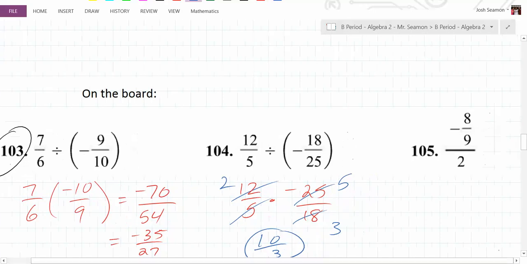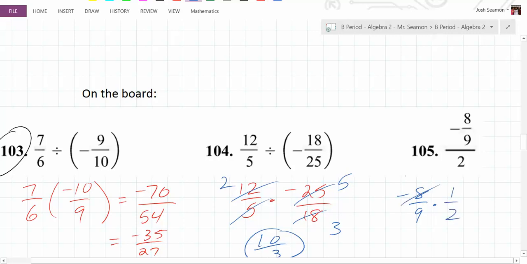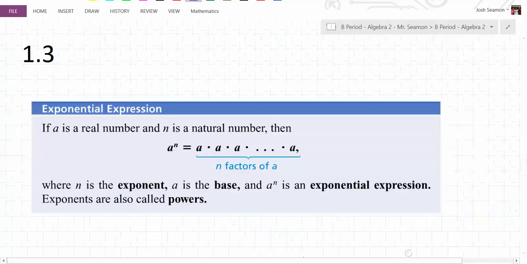And on this last one, dividing by 2 is the same thing as multiplying by what? 1/2. So you cross that, that becomes 4, and you end up with negative 4 over 9.